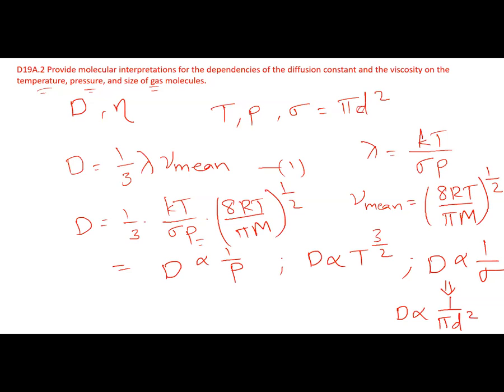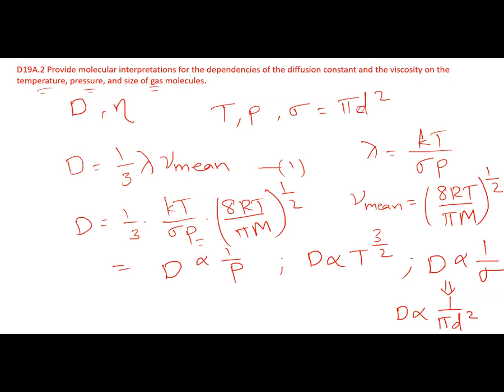Now, once we derive this, we can understand how the diffusion coefficient depends on all these parameters. As the pressure increases, the diffusion coefficient decreases. As the temperature increases, the diffusion coefficient increases. And as the size of the molecule, that means the diameter of the molecule, increases, again the diffusion coefficient decreases.